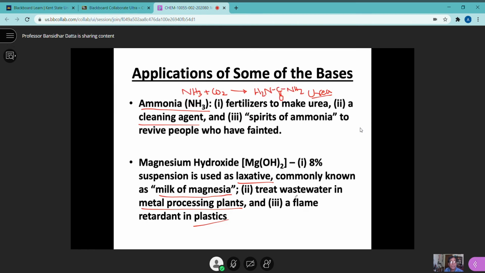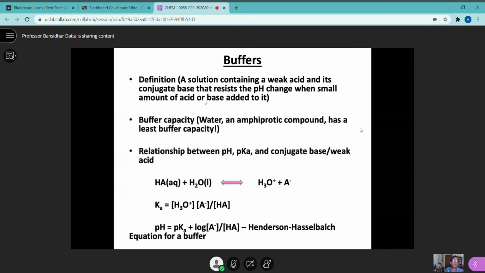All right. If not, let's go to the buffers. What is a buffer? What are the applications of buffers? And what types of buffers do we have, etc.? That's basically what we talk about, right?